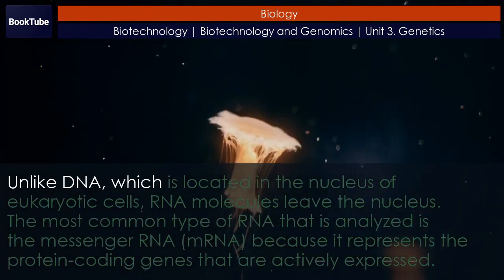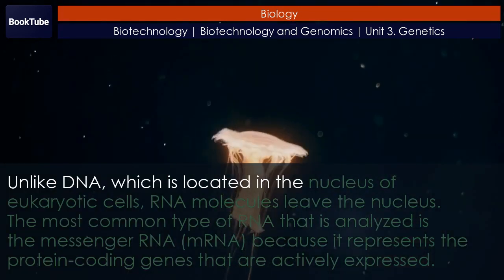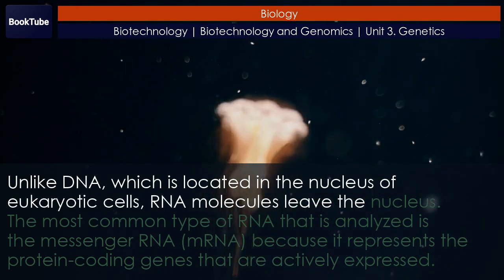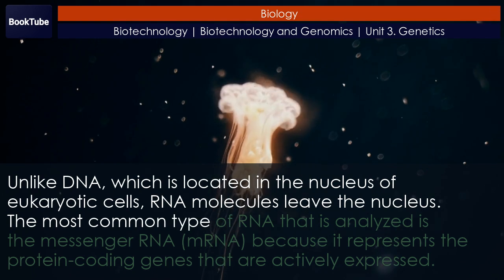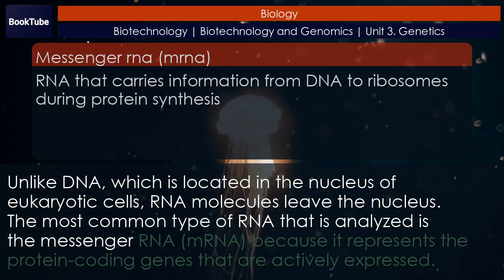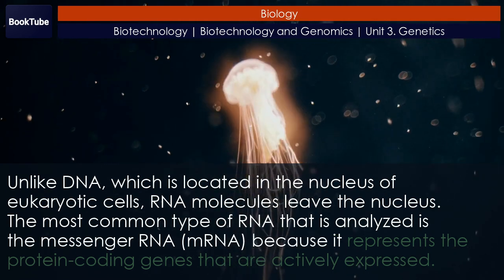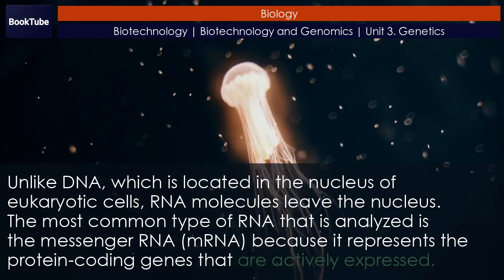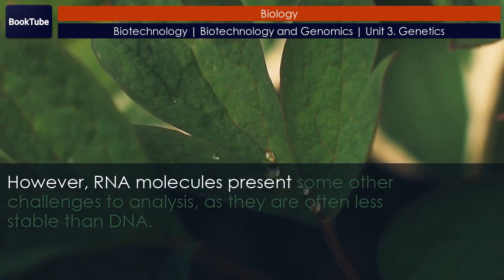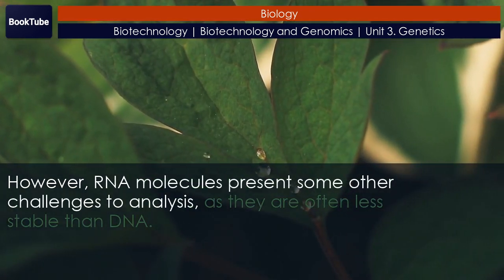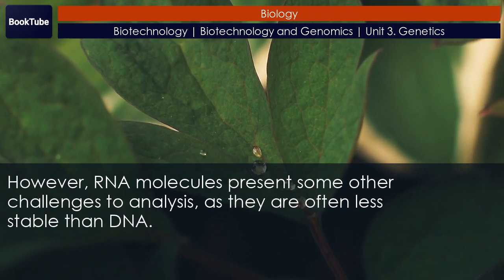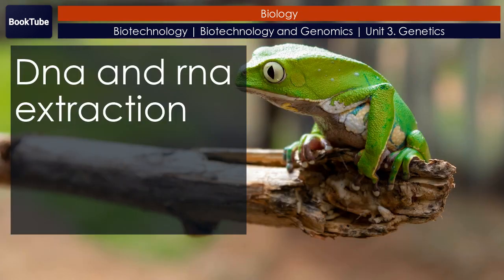Unlike DNA, which is located in the nucleus of eukaryotic cells, RNA molecules leave the nucleus. The most common type of RNA that is analyzed is the messenger RNA, mRNA, because it represents the protein-coding genes that are actively expressed. However, RNA molecules present some other challenges to analysis, as they are often less stable than DNA.